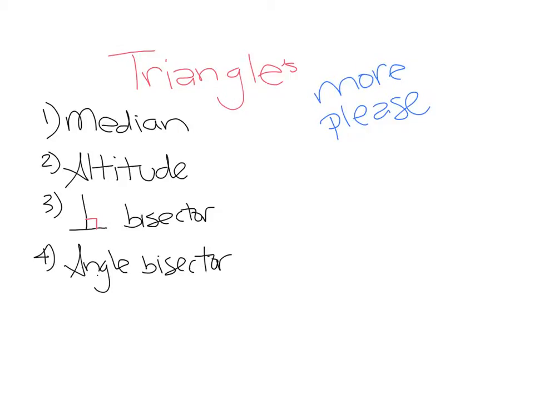Hey kiddos! Today we're going to continue talking about triangles, and there are 4 different things we're going to specifically talk about in triangles, and that is medians in triangles, altitudes in triangles, perpendicular bisectors in triangles, and angle bisectors in triangles.